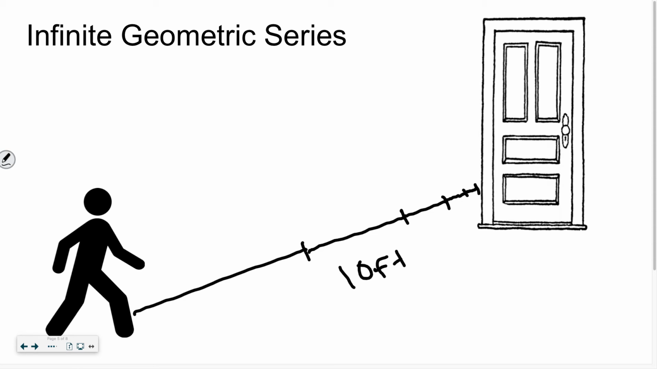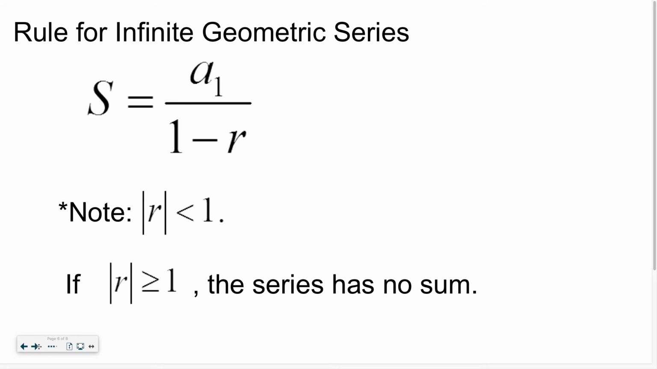So think about what your ratio is. What are you multiplying by every time? 1/2. If your ratio is less than 1, you'll have a sum for an infinite geometric series.